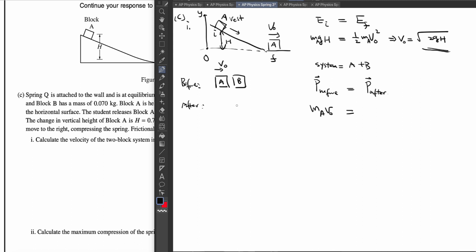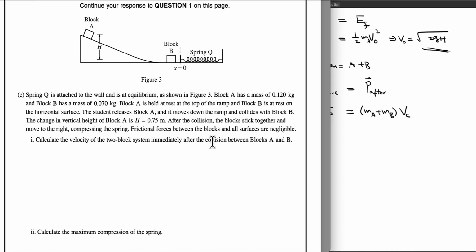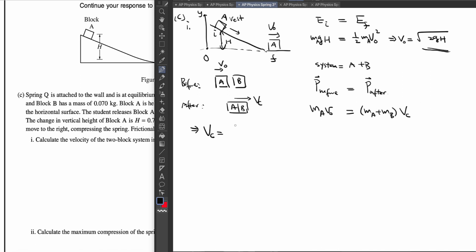After the collision, they stick together and move together with a common velocity. Let me call that VC. So that is MA plus MB times VC. That's the common momentum, okay, common velocity VC. And from there, I can calculate the velocity after the collision for the two blocks. Okay, so it's given by MA V naught over MA plus MB equals MA square root of 2gh over MA plus MB.